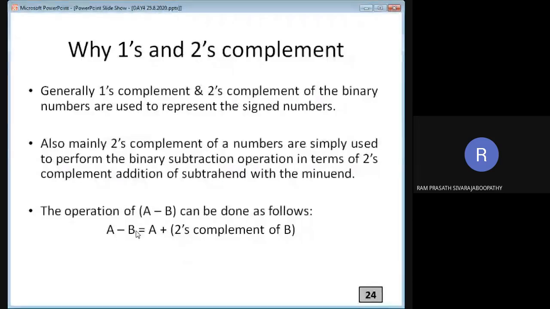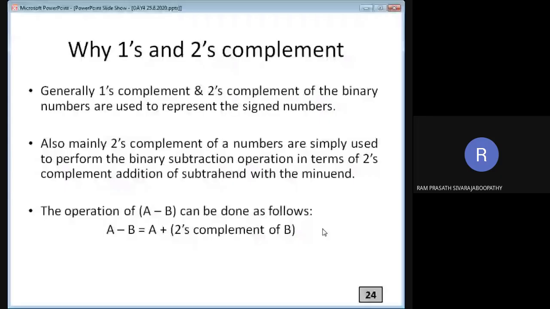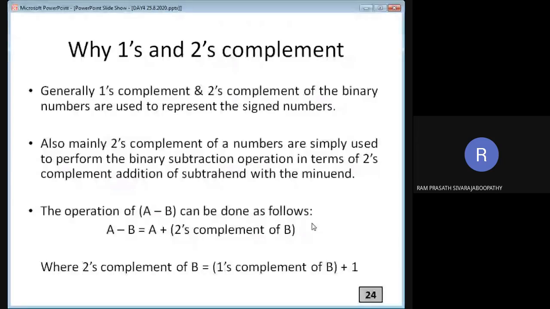Kindly make a note of it. Note this particular point down. How can we write a minus b? We can write it as a plus of minus b. And minus b is the 2's complement of b. That's it. The negative of number b is the 2's complement of b. Again, 2's complement of b is 1's complement of b plus 1. That's it. So did you understand how to do subtraction in terms of addition?